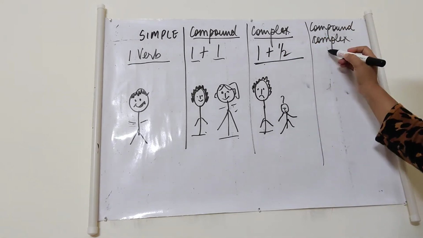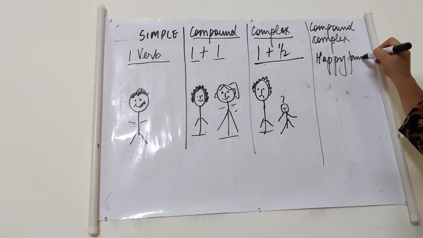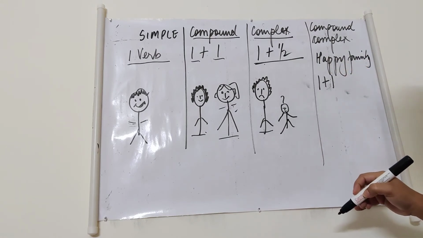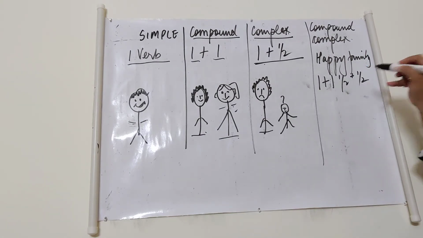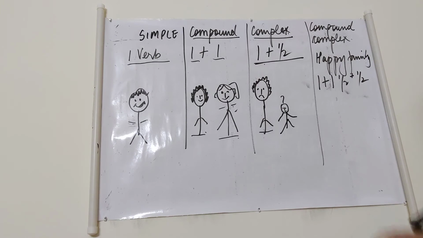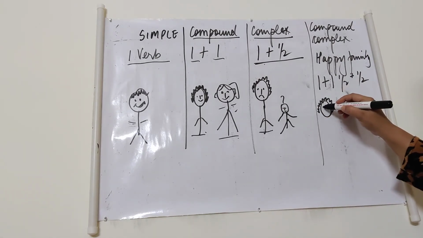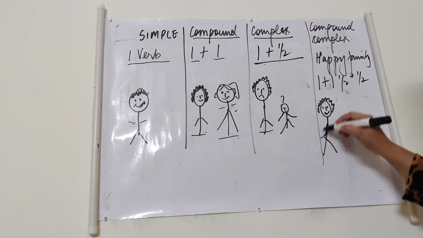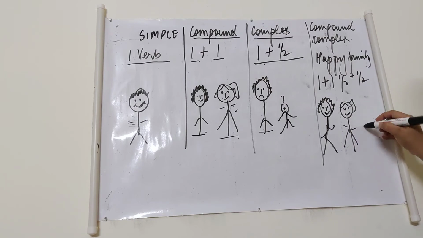Now compound complex sentence, as I call it, is a happy family. Why do I call it a happy family? Because it has got 1 plus 1 main verbs, meaning verbs of the main clauses, and half for each of the two subordinate clauses. So that's a happy family. Then the lady decides to come back because she thinks that the child is suffering, and the man is again happy. It's a happy family. She decides to come back. All are happy. They got 2 children now.